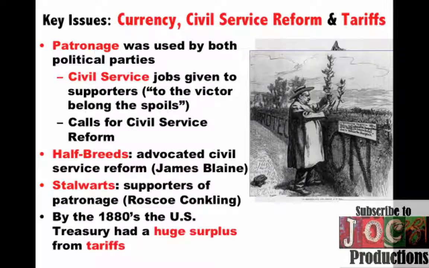Tariffs were also an issue you need to keep in mind for Gilded Age politics, and a big thing that was happening is that by the 1880s, the U.S. Treasury had a huge surplus from tariffs. There was a lot of money, and Grover Cleveland, the Democrats, and farmers and others wanted to cut those tariffs down and lower them, and that's going to be a big issue during this period.